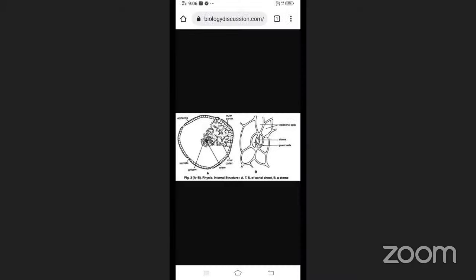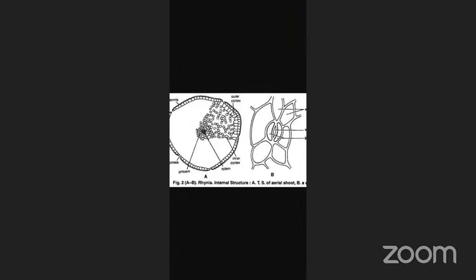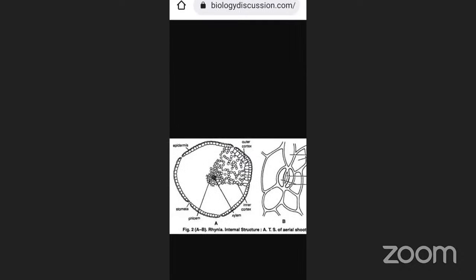So this is the transverse section of the stem. See here, this one. Then the inner cortex is mostly photosynthetic tissue. Endodermis and pericycle separate the cortex from the stele. The stele is a haplostelic protostele.